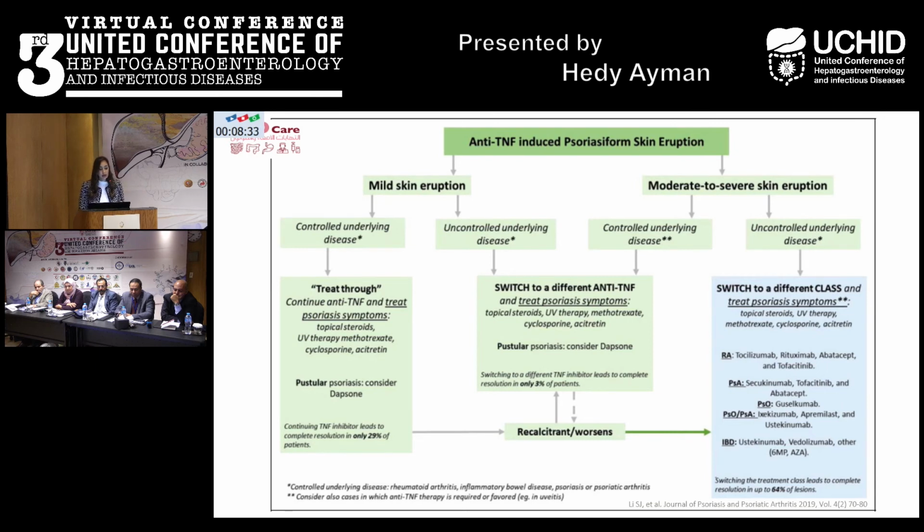Then, in case of a mild skin eruption with uncontrolled underlying disease, or in case of a moderate to severe skin eruption with a controlled underlying disease, the management would be to switch to a different anti-TNF agent and to treat the psoriasis symptoms similarly as previously. Finally, in case of worsening or a non-response of the lesions, or in case of a moderate to severe skin eruption with an uncontrolled underlying disease from the start, switching to a different class entirely should be the adopted strategy.